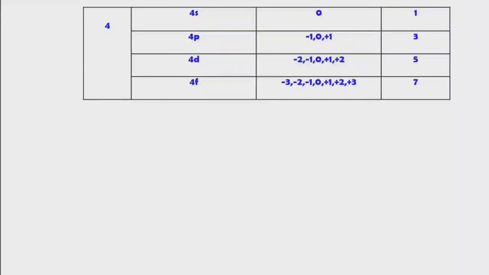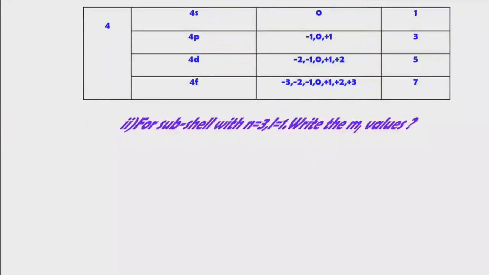For 4d orbital, l value is 2. So ml values are minus 2, minus 1, 0, plus 1, plus 2. For 4f orbital, l value is 3. So ml values are minus 3, minus 2, minus 1, 0, plus 1, plus 2, plus 3. Total ml values are 16. 1 plus 3, 4, 4 plus 5, 9, 9 plus 7, 16.